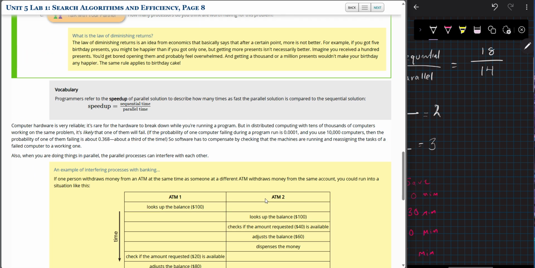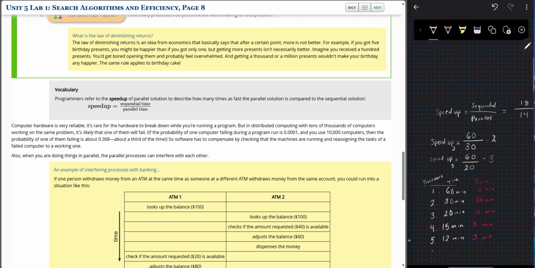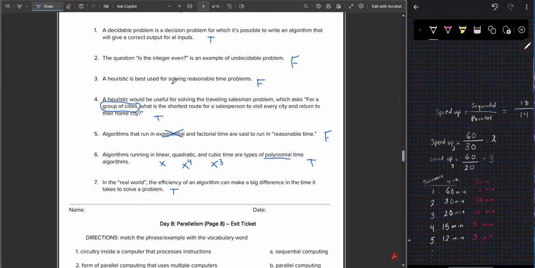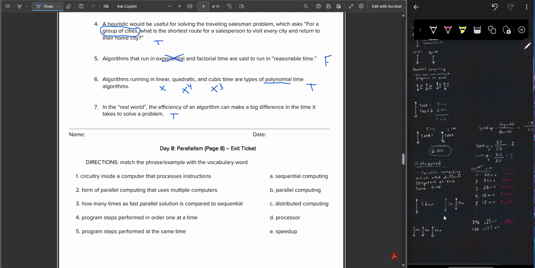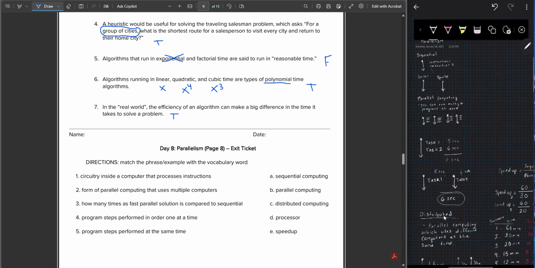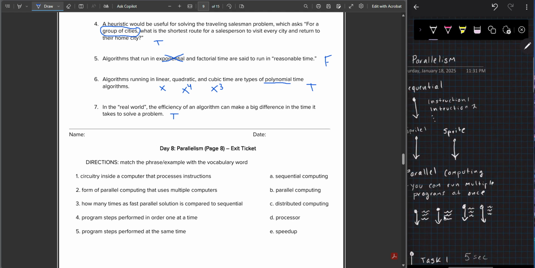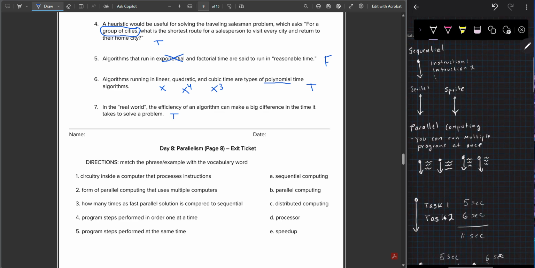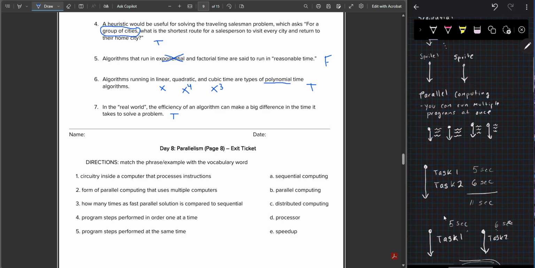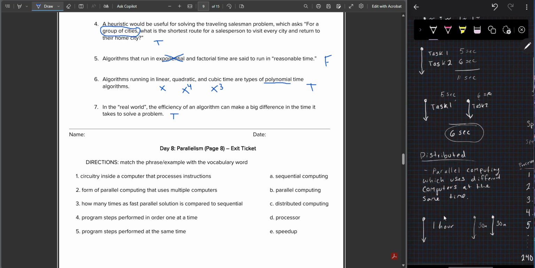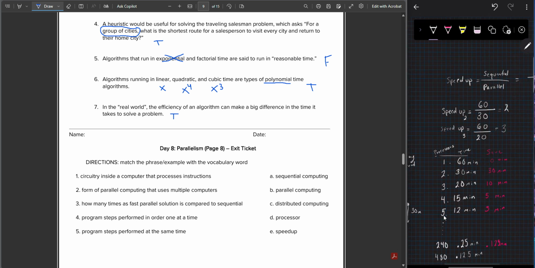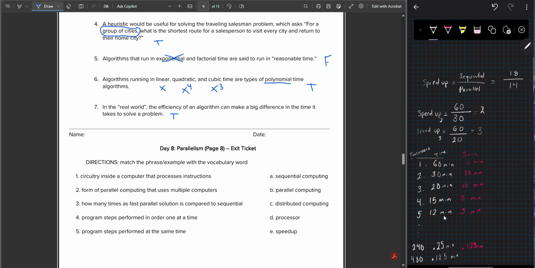So that's it for this lesson. Make sure you answer the exit ticket here based on the notes you took, if you took any notes. And if not, you have this one here. So sequential, parallel is multiple programs one by one. Distributed computing, multiple computers at the same time. The speed up is how faster it became. And processor, use that by process of elimination.